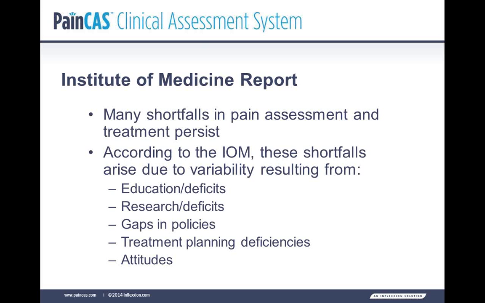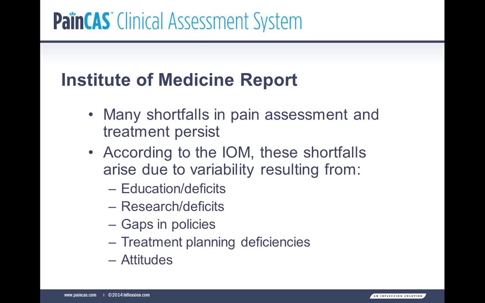It's important to note, though, that this report mentioned a number of things that don't often get discussed. And that is that there are shortfalls in the United States with respect to chronic pain assessment and treatment planning. And very often these arise from educational deficits, as I already mentioned, research deficits due to the lack of good or any data, gaps in policies and procedures that are reproducible, deficiencies in treatment planning, especially consistency in the treatment planning, and attitudinal issues of both healthcare providers and patients.